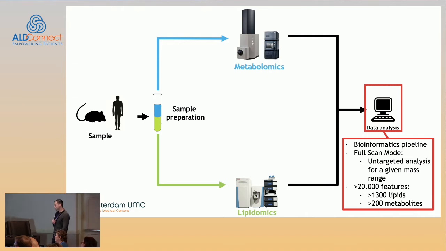But if in the future we identify more compounds, we can go back in our data, and because we measure untargeted, you can identify new compounds within this data.